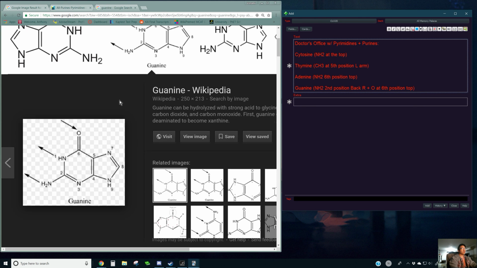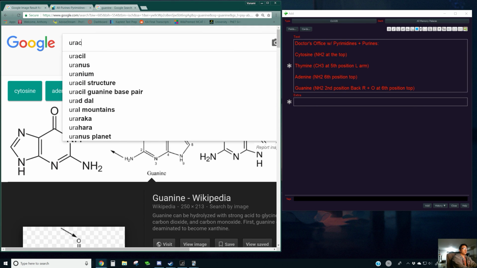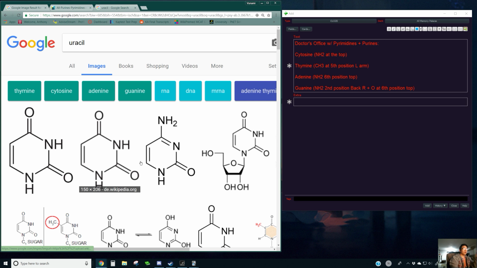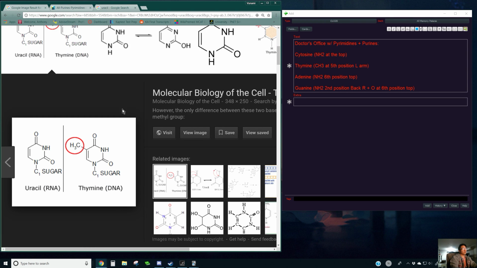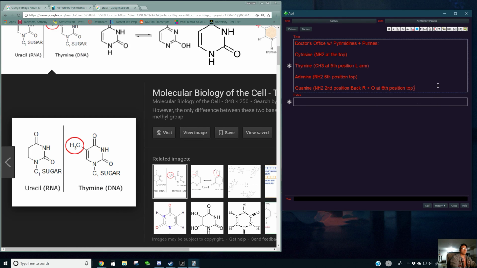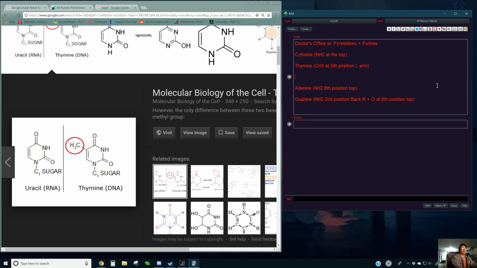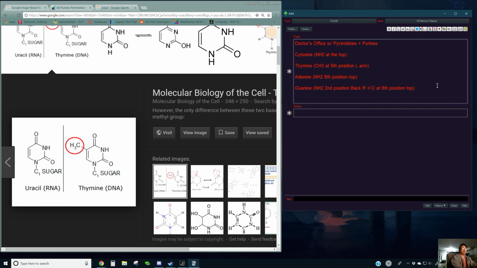But we should acknowledge that Uracil is included as well. And Uracil is, I think, similar to thiamine. It just doesn't have a methyl group. So I'm going to put that somewhere. I'll just type in the end: Uracil, like thiamine, but no methyl group.